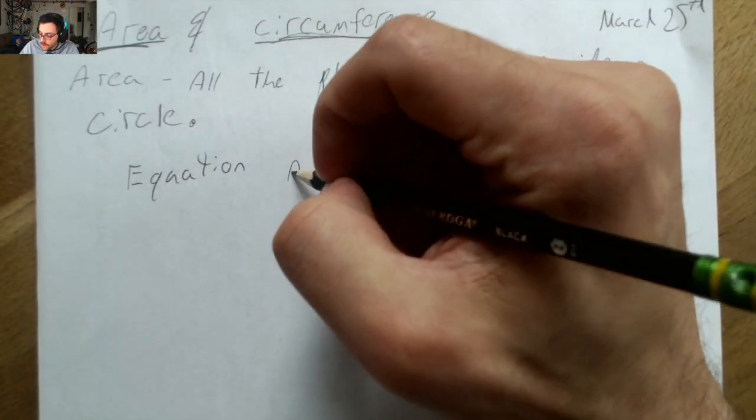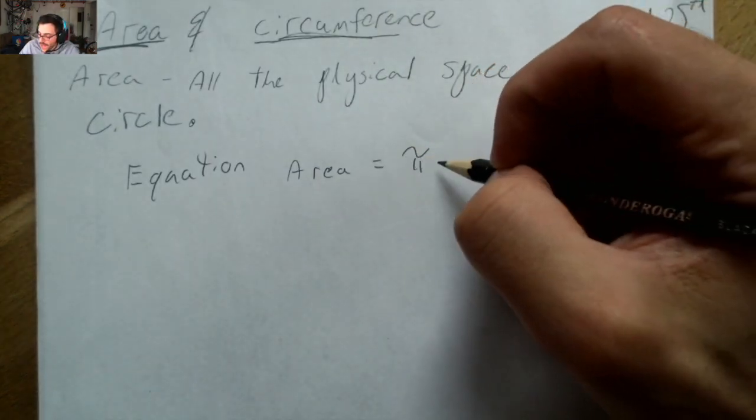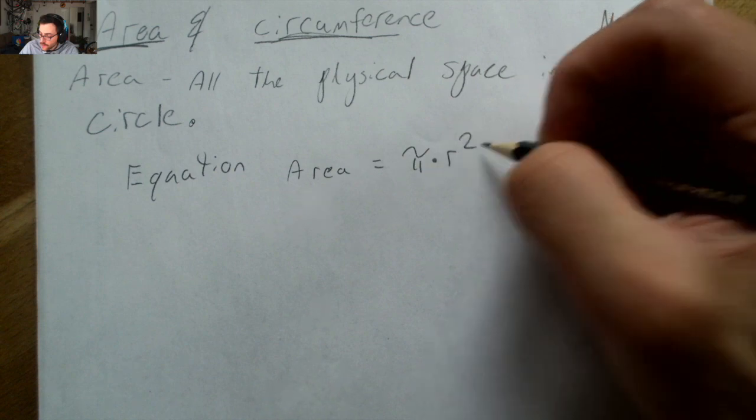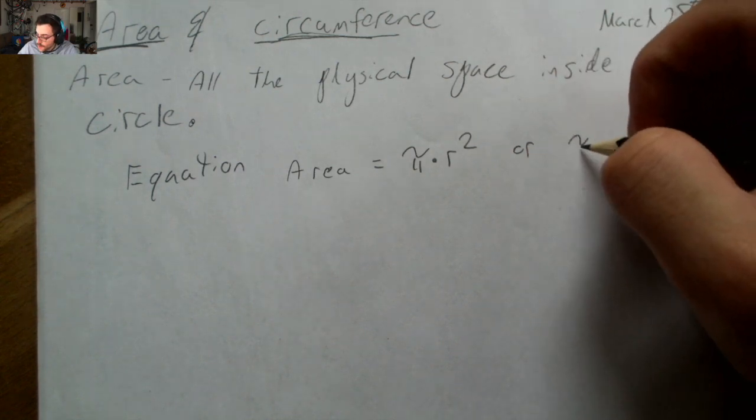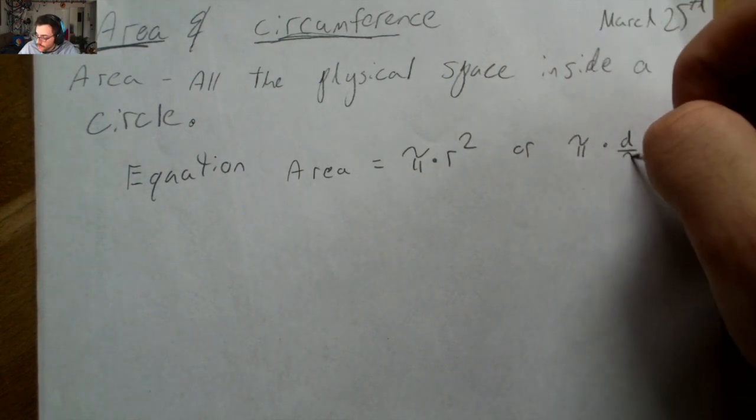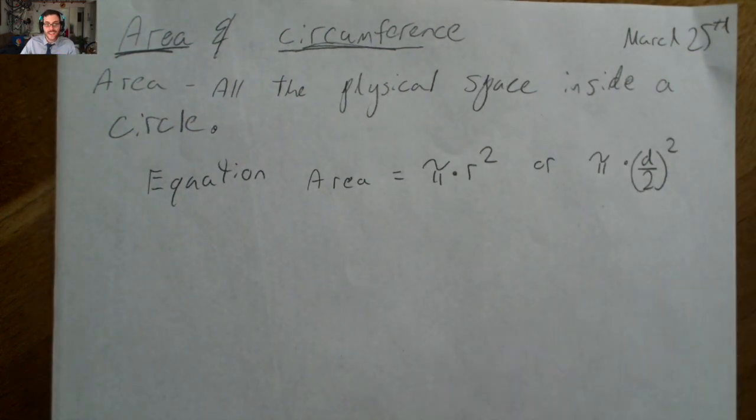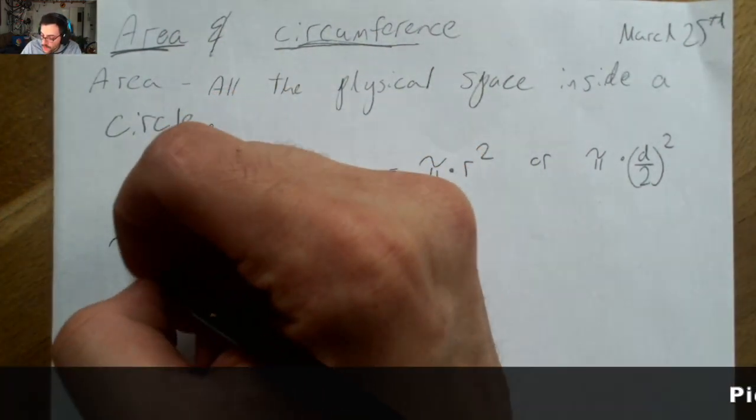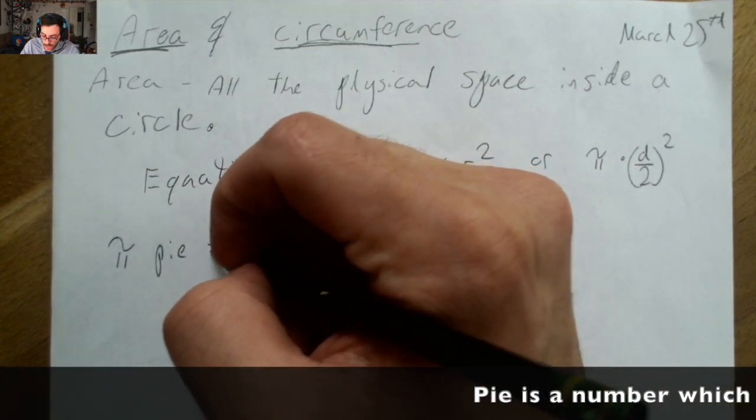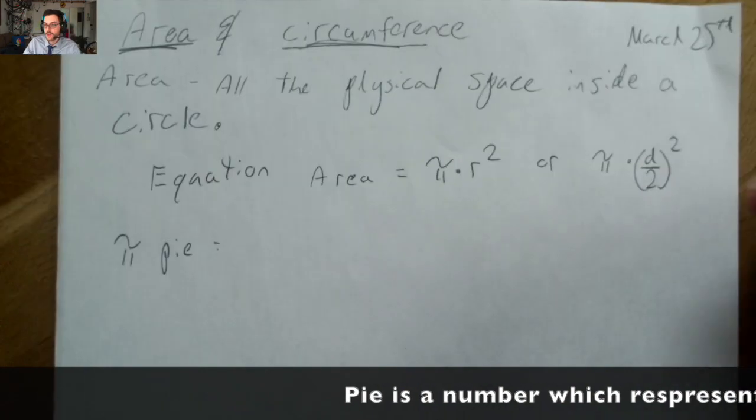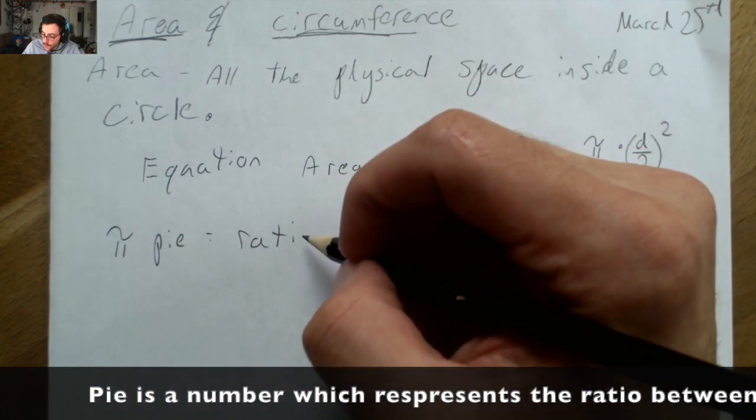The area of a circle, and this is any circle, is going to be the number pi times our radius squared. Or you can call that pi times the diameter divided by 2, squared. So pi is not a word that we've come to talk about much before. But pi here we can call a number that essentially allows us to represent the ratio between circumference and the diameter.